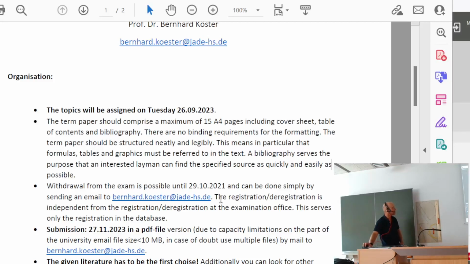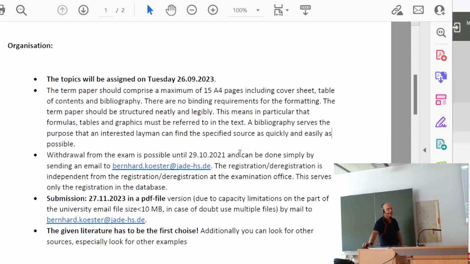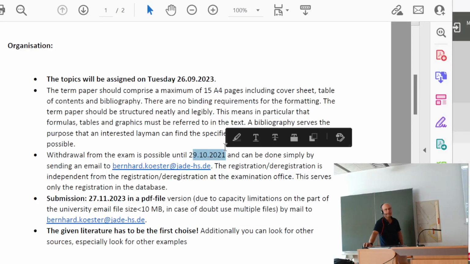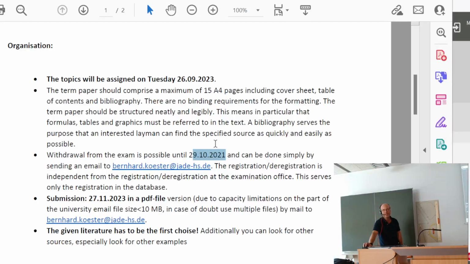Again, this is a term paper, and maybe you have other exams too. During the next week you may see that it's too much for you, then you can step down from the exam until the end of October, until the 29th of October. If you want to do this, just write me an email, not in the online system of the examination office. This is not relevant since it is a term paper. Your lecturer is relevant. He has to know if you want to participate in the exam.